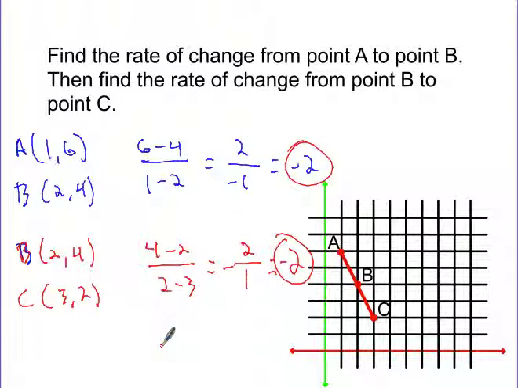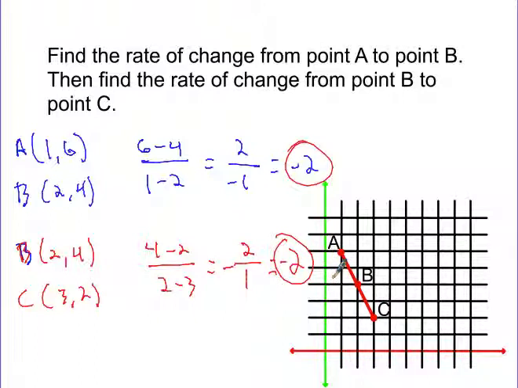No. And this illustrates that the rate of change for a line stays the same. It doesn't matter what 2 points on the line I choose, the rate of change for that line will stay the same. Guess what's going to happen if we use points A and C in the formula? It's going to reduce to negative 2.